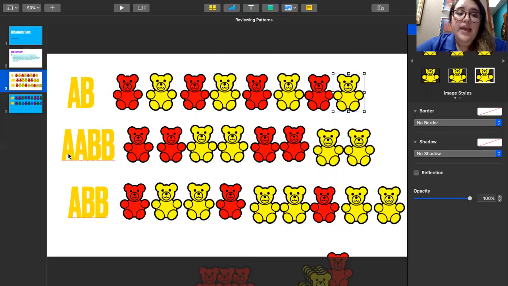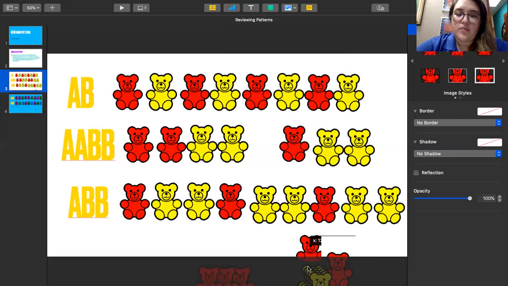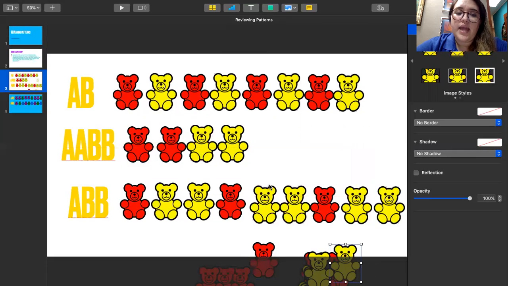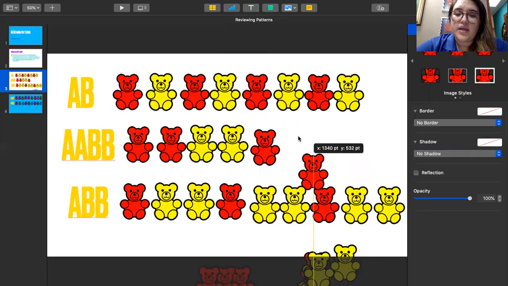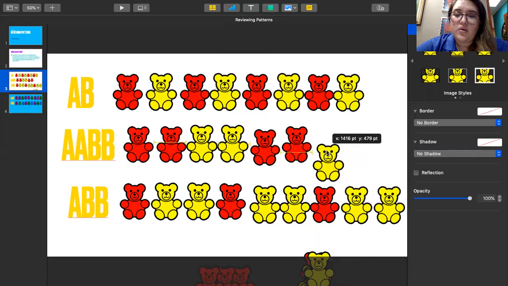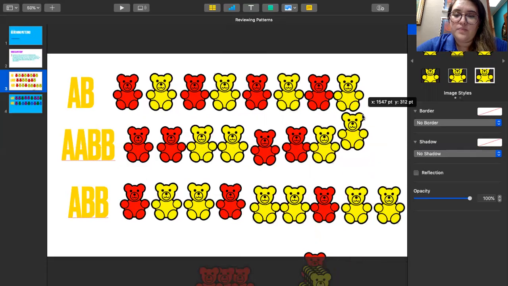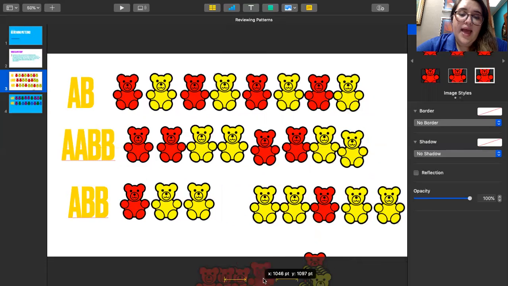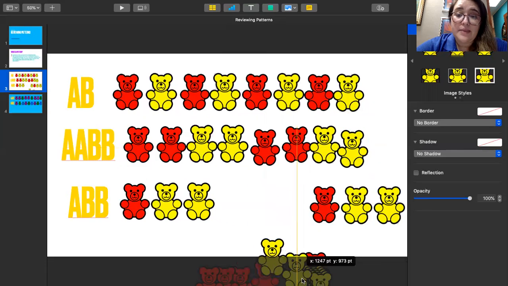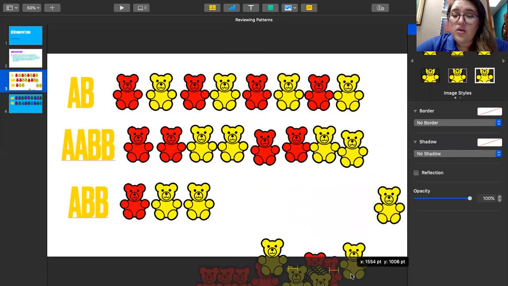Here I have an AABB pattern. I have two colors. I have red, red, yellow, yellow. So I'm going to do it along with you guys. If I have an AABB pattern, it would be red, red, yellow, yellow, red, red, yellow, yellow.